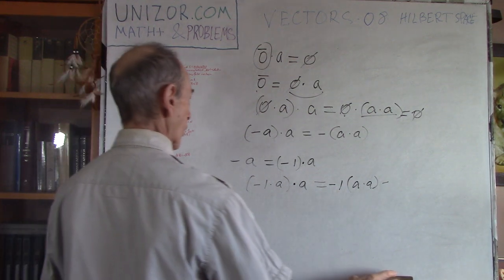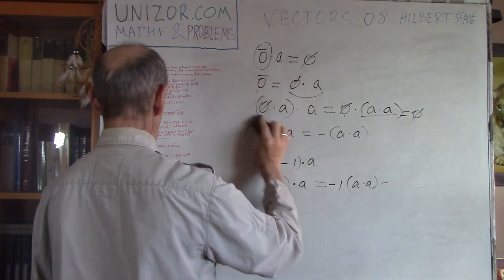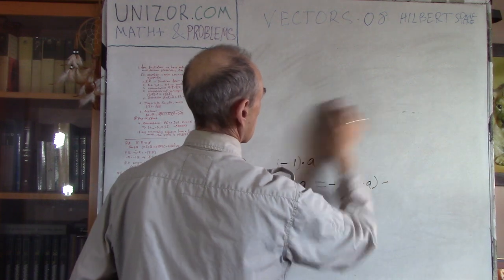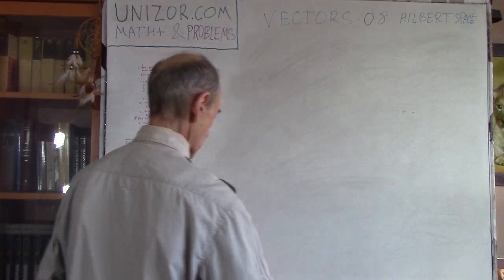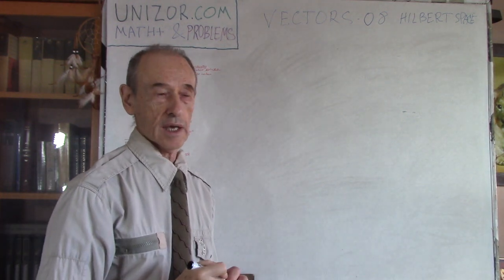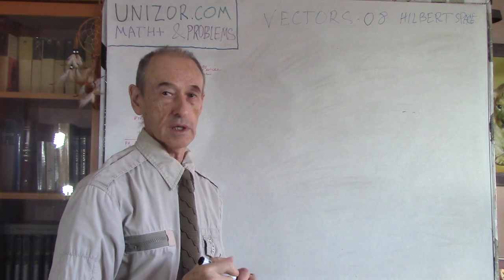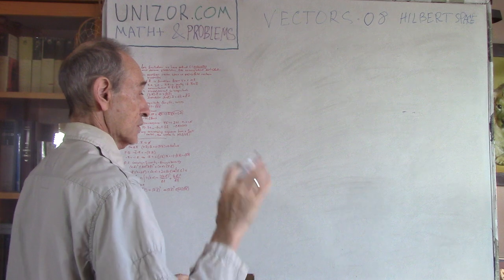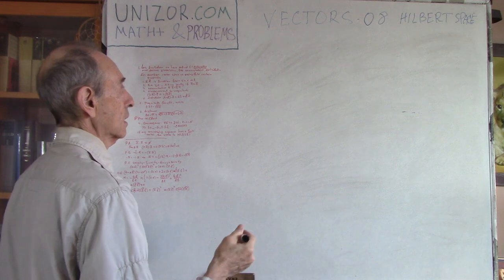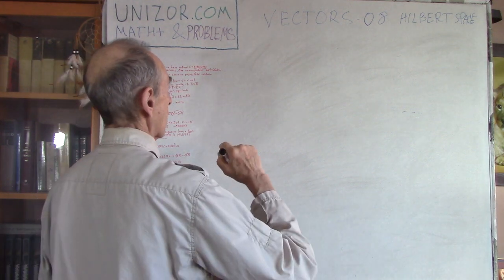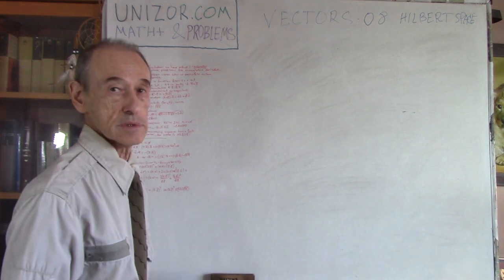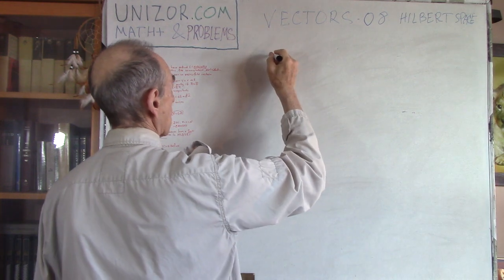Okay, and the third problem, which is basically equivalent to something which we have proven in the n-dimensional case. This is the Cauchy-Schwarz-Bunyakovsky inequality. Now, again, we have proven this based on the explicit definition of the scalar product for the n-dimensional case. Now, for abstract vectors, we have to use the axioms and prove it, right? So what am I actually proving?